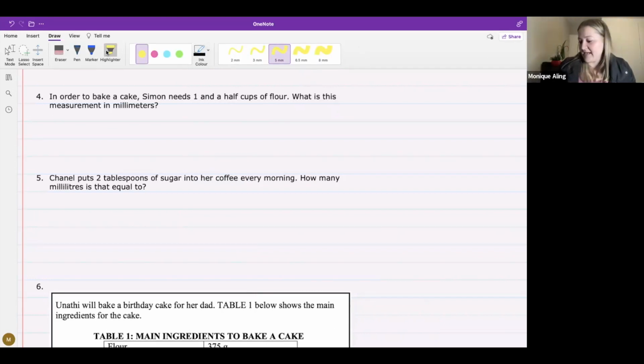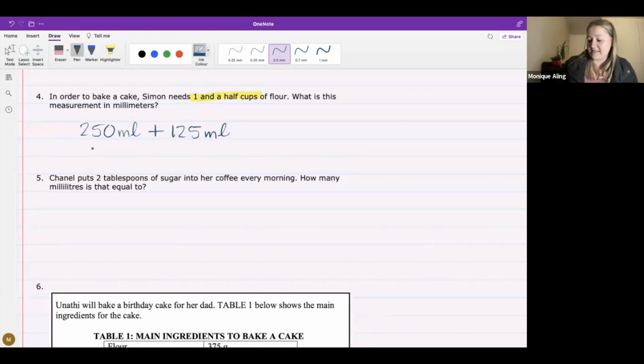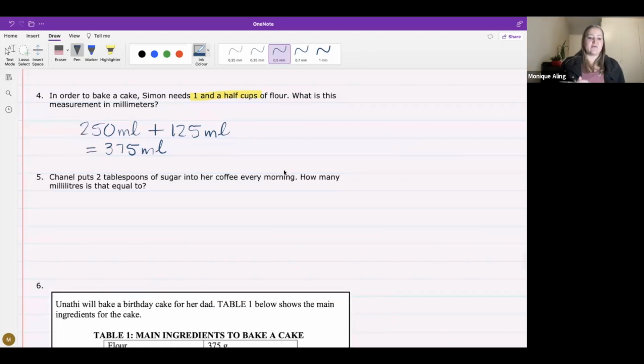Okay, so we're specifically looking at 1.5 cups. So remember, 1 cup is 250 milliliters plus 1/2 cup, which is 125 milliliters. So that gives you a total of 375 milliliters, which I see we got for the most part, yes. So 1.5 cups: we add 1 cup to 1/2 cup, because I see some of us missed that part.